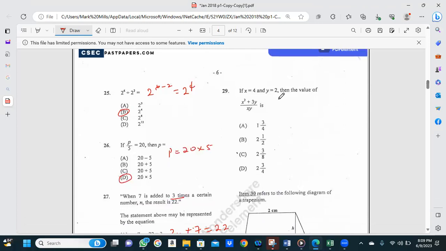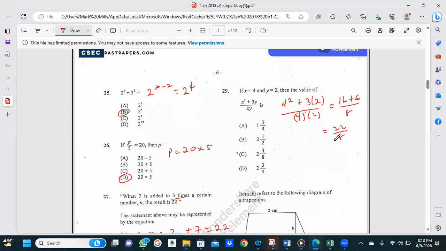29. X is equal to 4, y is equal to 2. The value of that is, so x is 4, so 4 squared plus 3 times 2 over xy, which is 4 times 2. So this gives me 16 plus 6 over 8. So this gives me 22 over 8, right?